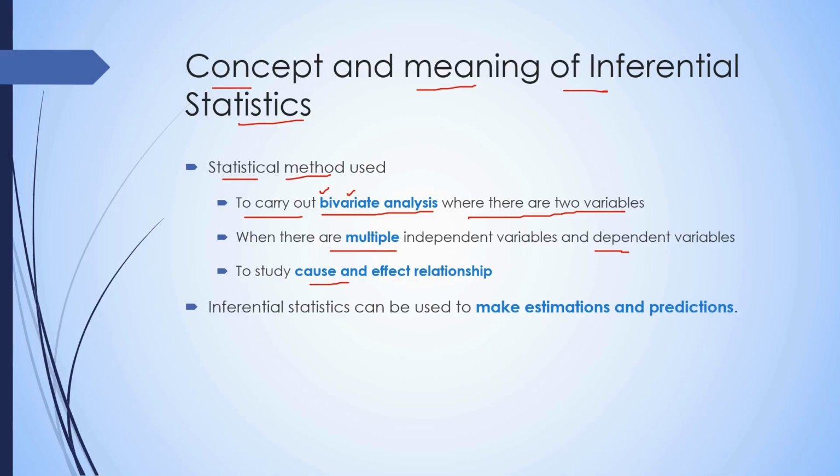It is a statistical method used to study cause and effect relationship. So you are studying variables wherein you want to see if they have a cause and effect relationship between each other. There also you use inferential statistics. Inferential statistics can be used to make estimations and predictions. What is estimation? Estimation is calculation or finding out something. Prediction is, even before something happens, you say, okay, this is the probability of what might happen in future. This is called prediction.